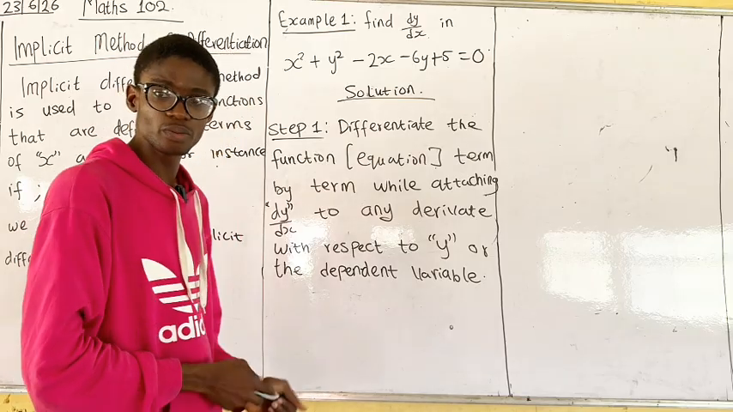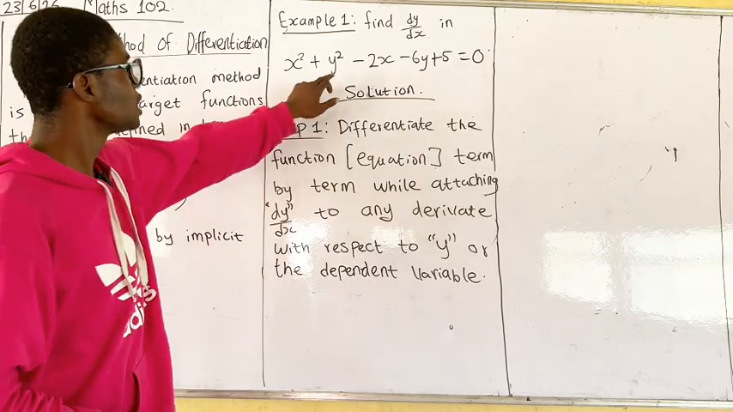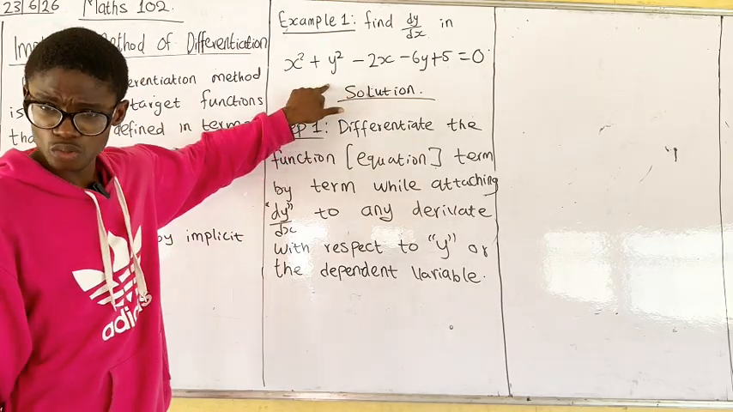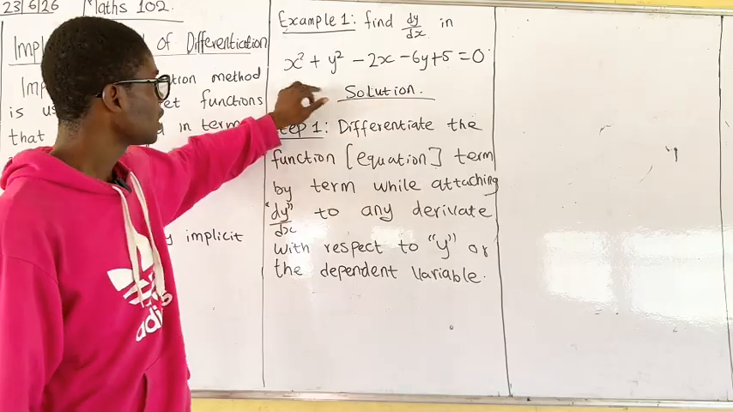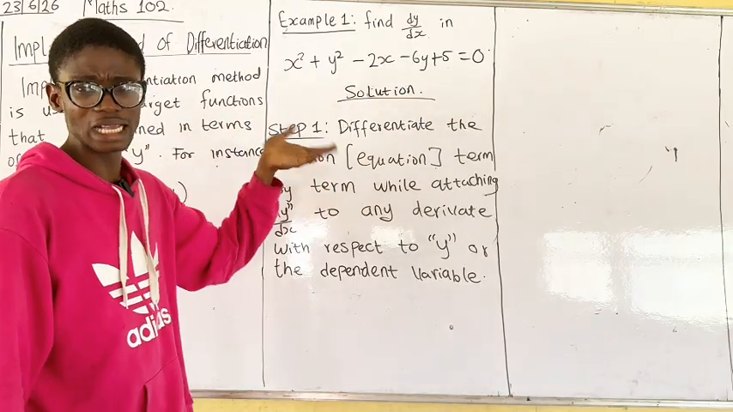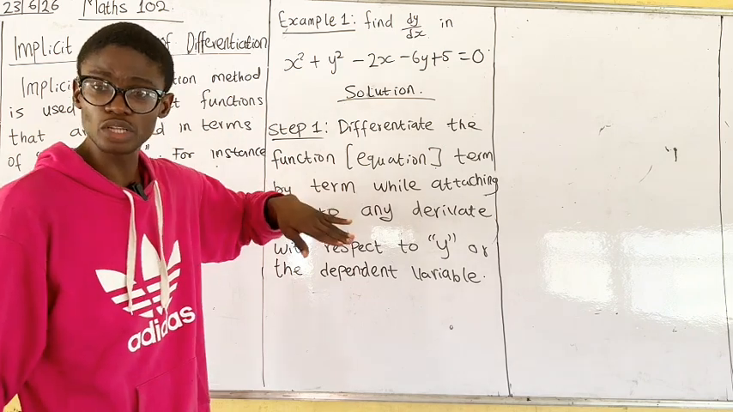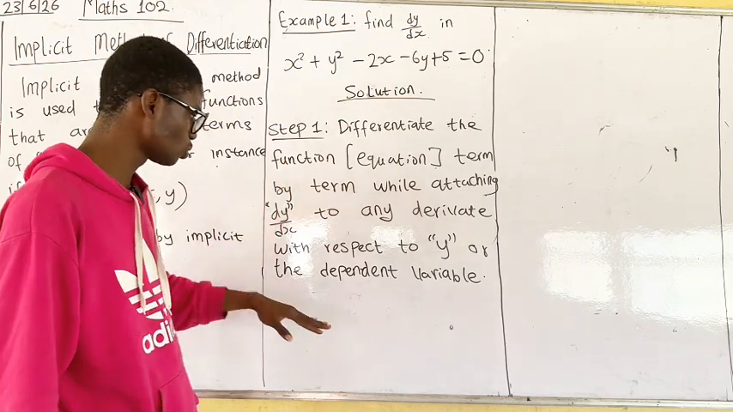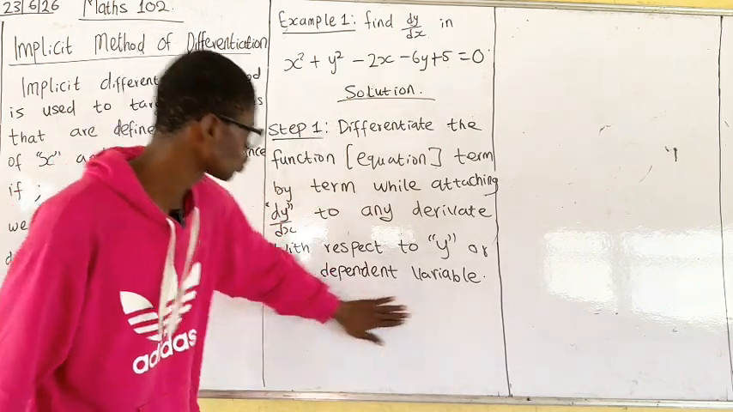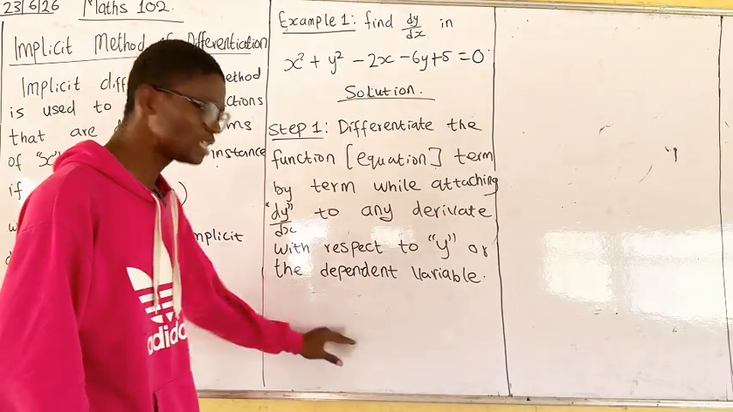Why do you think I call it the dependent variable? The reason is because it might not be y. I can give you another implicit differentiation. It is not only x and y. It can be u and v. It can be any other thing. So let me not restrict it to just y.